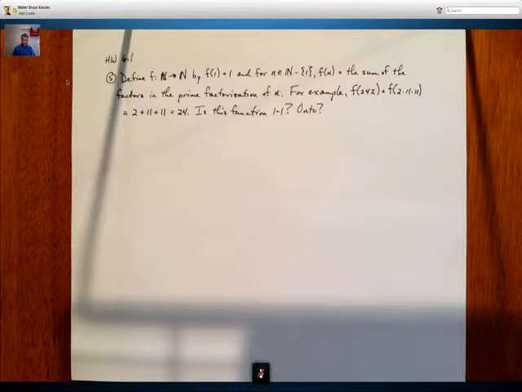It says define a function from the natural numbers to natural numbers by f of 1 is 1, and for all other natural numbers, f of n is the sum of the factors in the prime factorization of n. So you take the prime factorization, these are the primes that you multiply together to get n. The function value would be, don't multiply, but add. For example, f of 242, which is 2 times 11 times 11, would be 24, because you add 2 and 11 and 11. So the question is, is this function one-to-one? Is it onto?